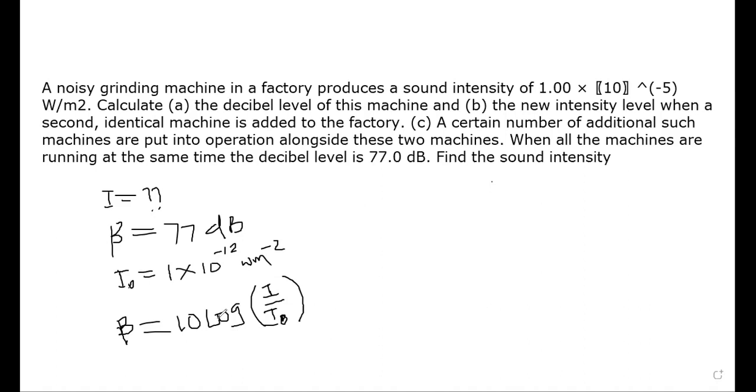So let me start solving. From here, we have 10 here. If we divide both sides by 10, we will have beta all over 10 plus 10 decibel equals log I all over I naught, not I over I naught.